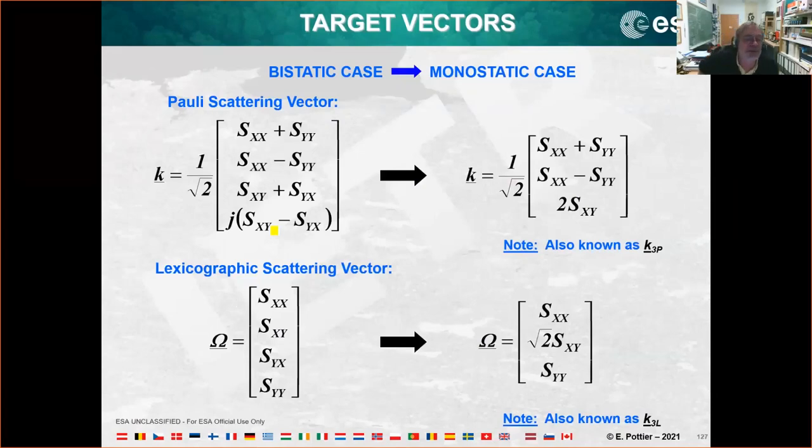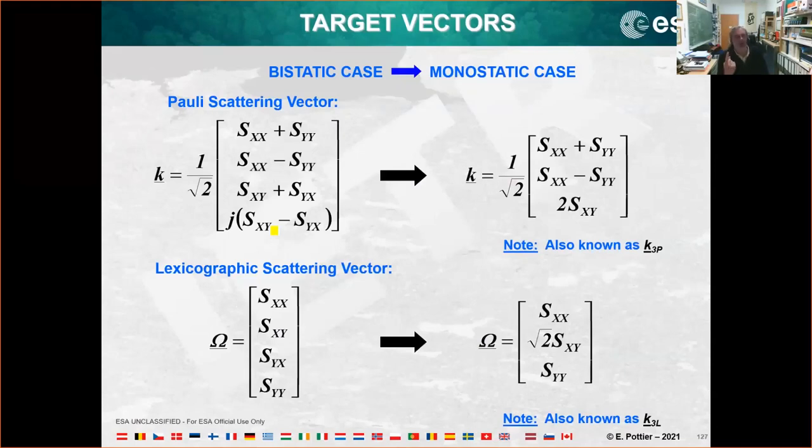Okay, so pure targets, we call pure targets only one pixel. So only one pixel, I have only one scattering matrix. For one scattering matrix, I have only one coherency matrix. And this is what I said in the definition. In such a case, the coherency matrix is rank one. So it means that the determinant of this coherency matrix is equal to zero, okay?